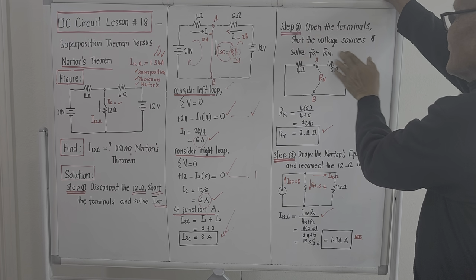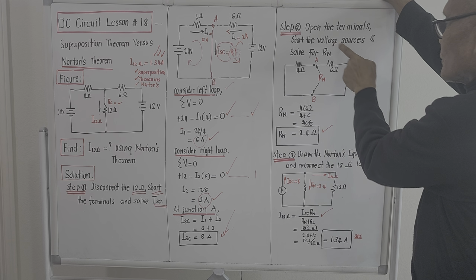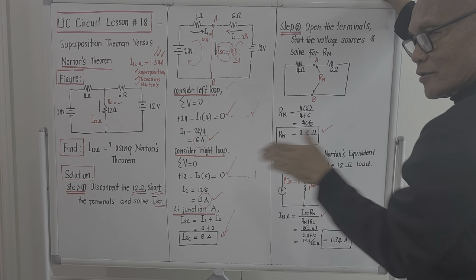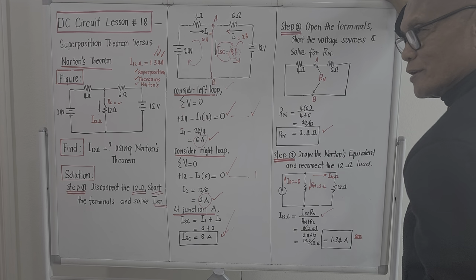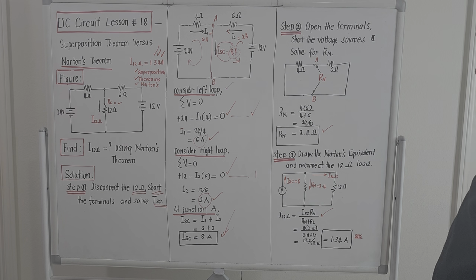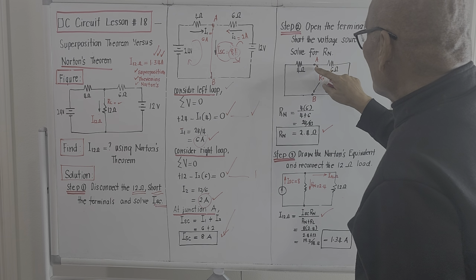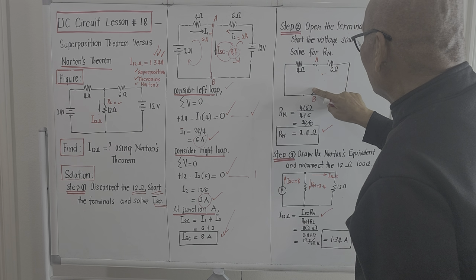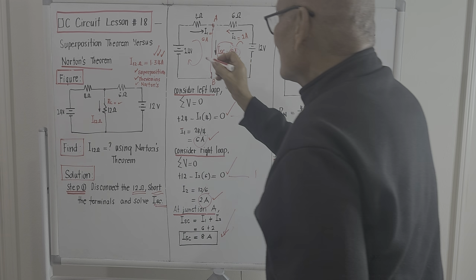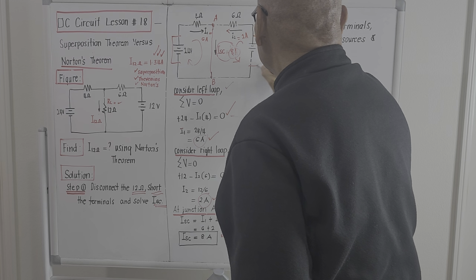Short the voltage sources and solve for capital letter R with the subscript N, meaning we will solve for the open circuit voltage, or the so-called Norton's open circuit voltage. So actually for step number 2, there are 3 things to be done also. Open the terminals. We open it. We remove the short. Then we try to short out the voltage sources. We short it out. Okay?